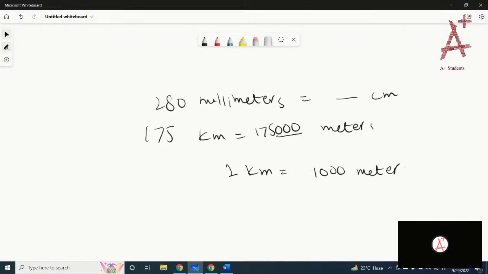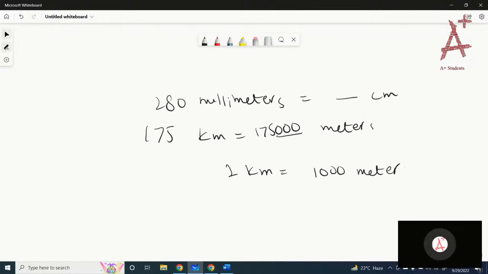Meter is the smaller one. That's why you multiplied 170 by 1000. Got it? So you are converting from the greater unit to the smaller one, you have to multiply. And when you are converting from smaller to the greater one, you have to divide by the conversion unit. Got it? So 175 kilometers equals 175,000 meters. Got it? So select the correct option and click on the OK button.